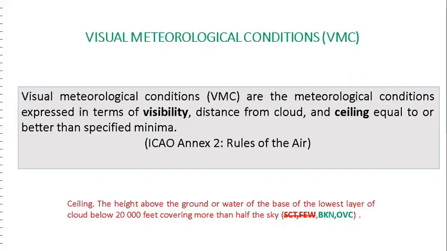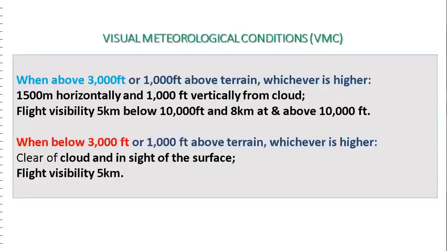Visual Meteorological Conditions, VMC. These are the meteorological conditions expressed in terms of visibility, distance from cloud, and ceiling equal to or better than specified minima. Reference is Rules of the Air, Annex 2. Here the term is ceiling. It is the height above the ground or water of the base of the lowest layer of cloud below 20,000 feet, covering more than half the sky.